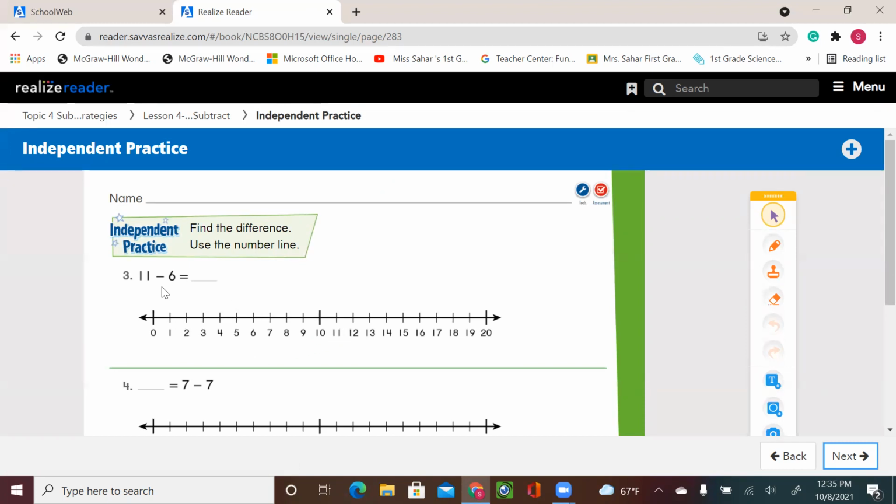So what we're doing, I'm looking for my number 11 and I'm going to start from 11. So that's my number. I'm going to circle it. And I need to count 6 jumps. Why 6? Because that's the second addend for my equation. So I'm going backward, 6 jumps or 6 steps. So 1, 2, 3, 4, 5, 6. These are the 6 steps because my second addend is 6. Where did I land? Where did I stop? At 5. So 11 take away 6 equals 5.